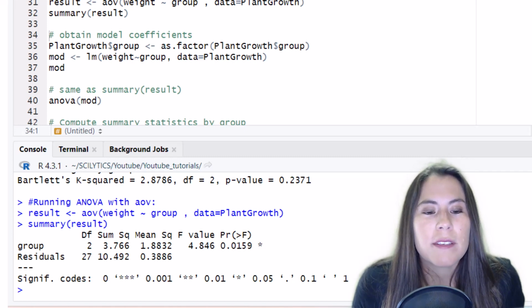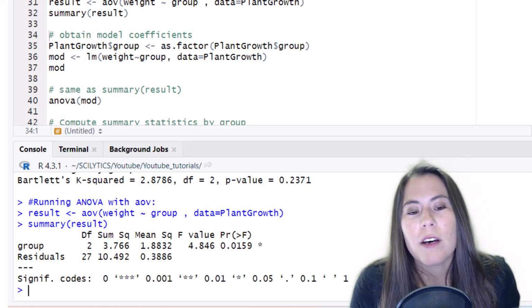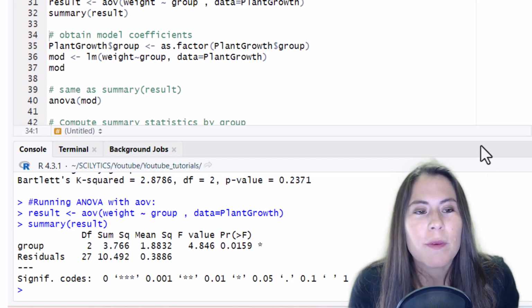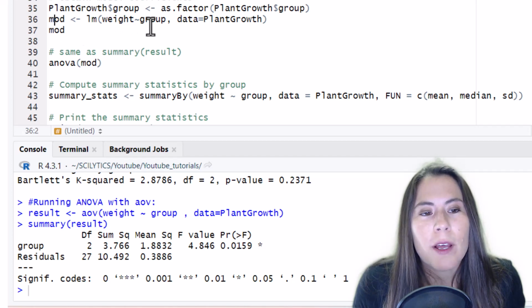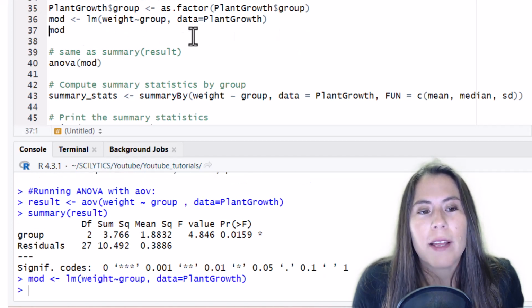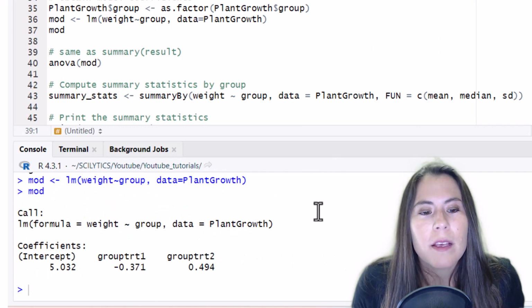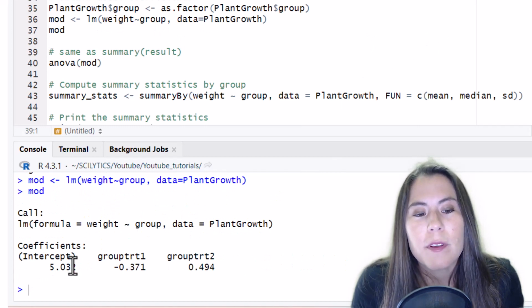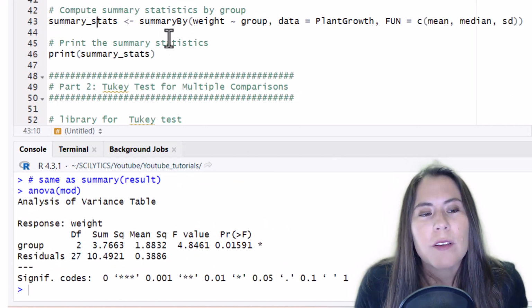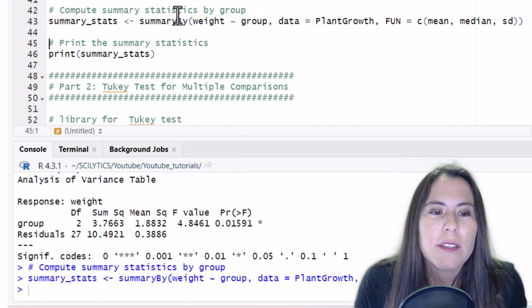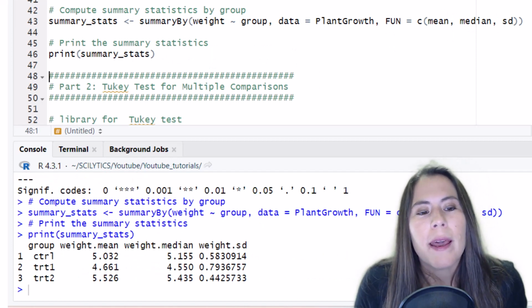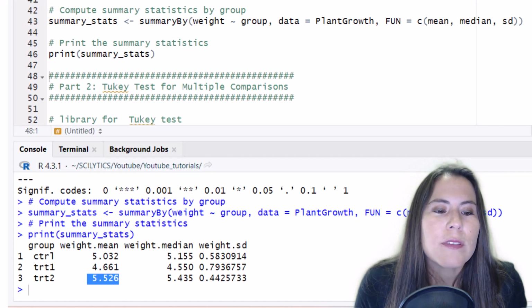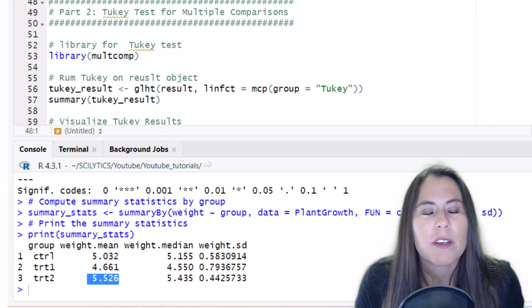We now know that there are statistically significant differences between the means of the groups, being control, treatment one, and treatment two. Now, we can run another command called lm to take a look at the coefficients of the linear model. We can compute summary statistics using this function that will give us the mean, median, and standard deviations. And here we see what the means are by group. We see that treatment two is the highest, and we have already seen that in the box plot as well.